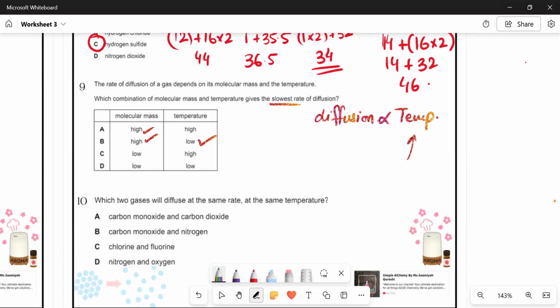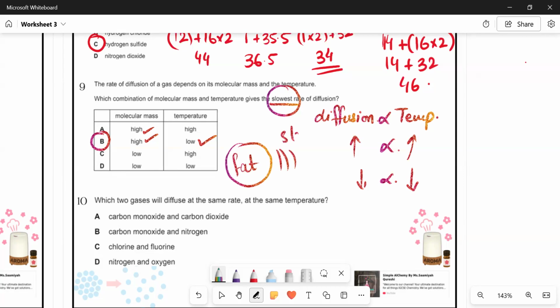As the temperature is more, the movement of particles will also be more. And if the temperature is less, the movement of particles is also less. So if we want the particles to move slowly, a slow rate of diffusion, we have to decrease the temperature and the mass of the particle should be high. It should be really fat to make it move slowly.